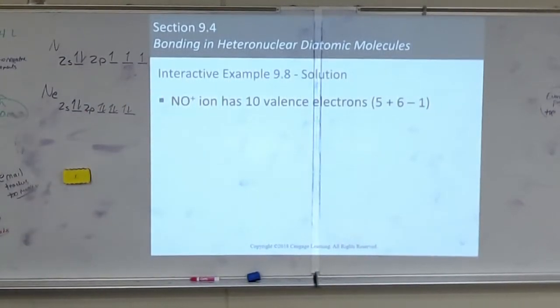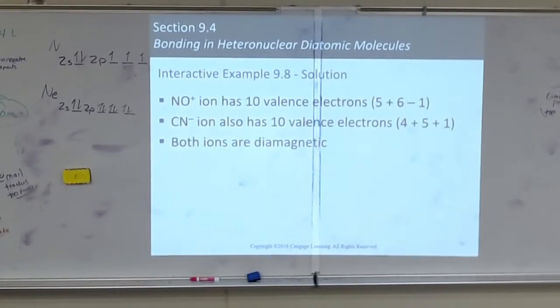And we said, well, this has 10 valence electrons. Okay, this has 10 valence electrons. Both of them are diamagnetic, and they have a bond order of 3. We've actually done both of these models. We know how they work, right?